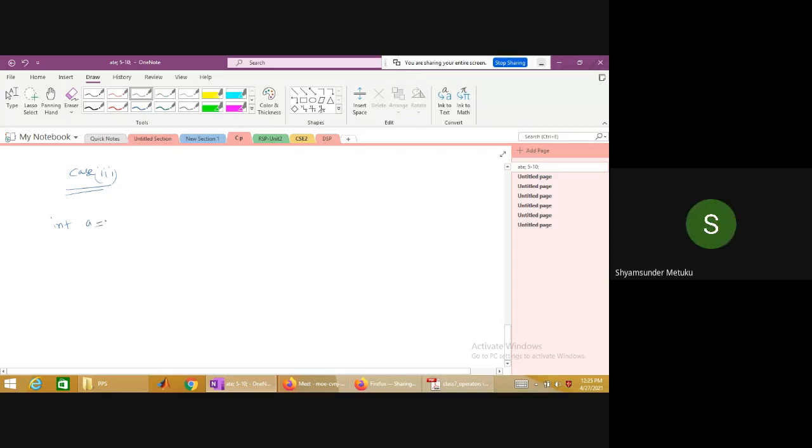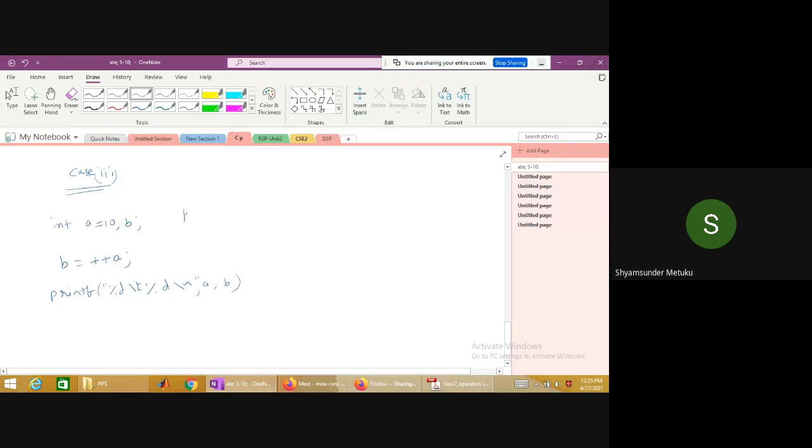Very good. Then a is equal to 10, b is equal to ++a. I can also use the two plus signs, which is the increment operator, before the variable a. Then I'm trying to use printf with %d backslash t, which is the tab, again %d backslash n, a comma b. Can anybody tell what is the value again?